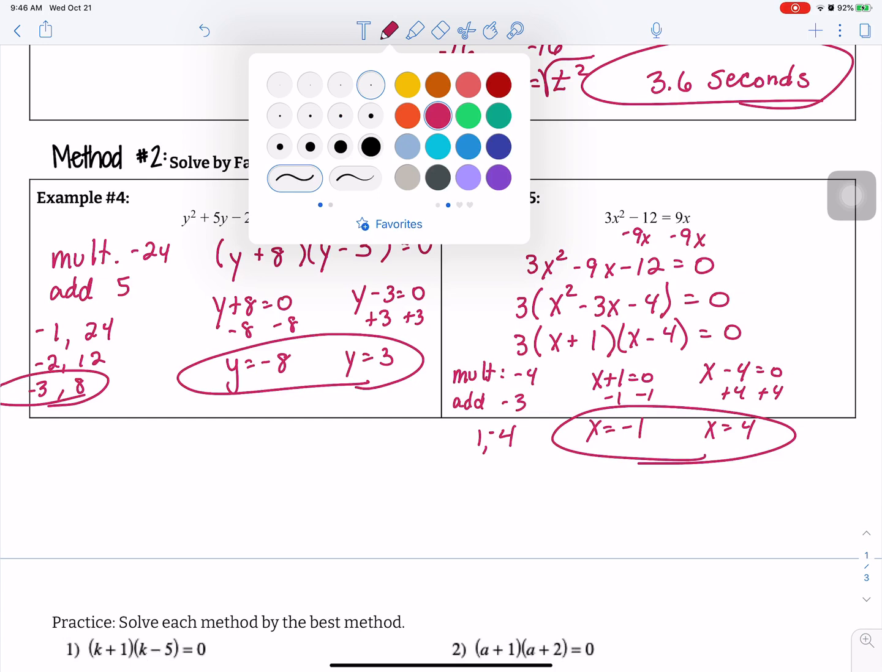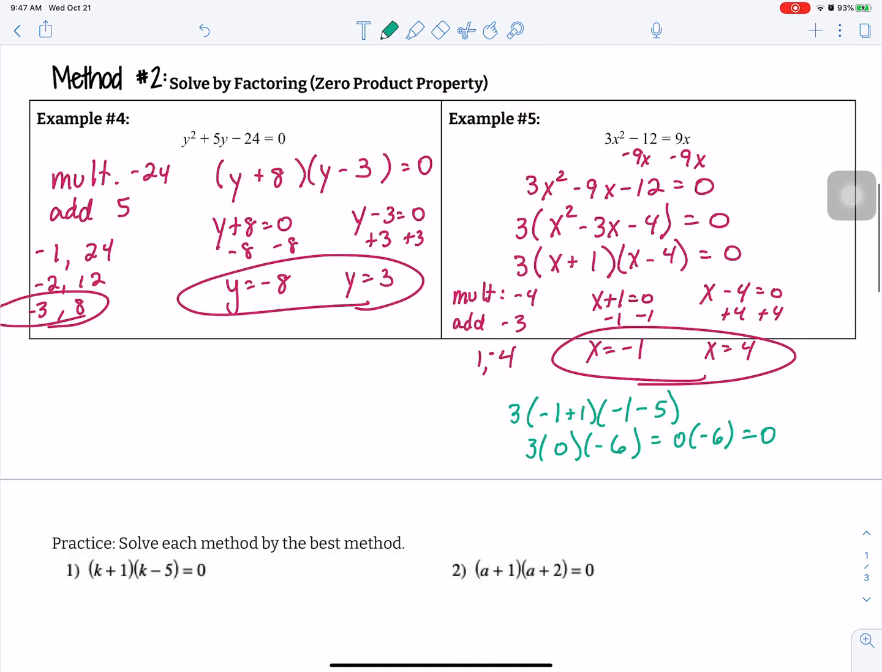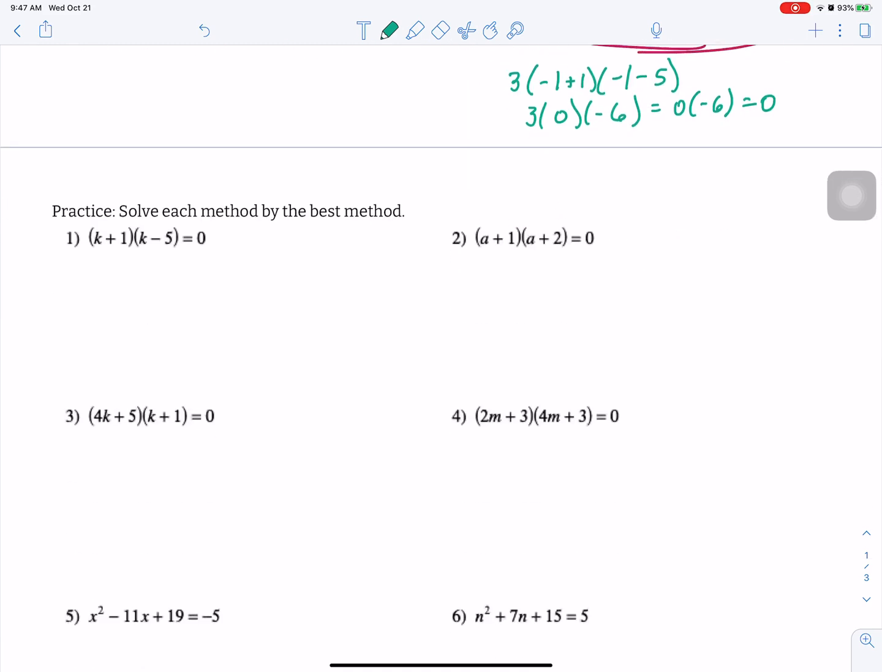And then I just want to make sure that you're understanding what we mean by when one of these terms is equal to 0. So this isn't what you would normally have to do, but if x equals negative 1, I'm going to have 3 and then negative 1 plus 1, and negative 1 minus 5, and I'll have 3 times 0 times negative 6. This whole thing is going to be 0 times negative 6, or equal to 0. So that's what we mean by if one of those terms is equal to 0, when I multiply everything else by it, that's what's going to cancel things out. If a term is already factored for you, you just have to set each term equal to 0 and solve.